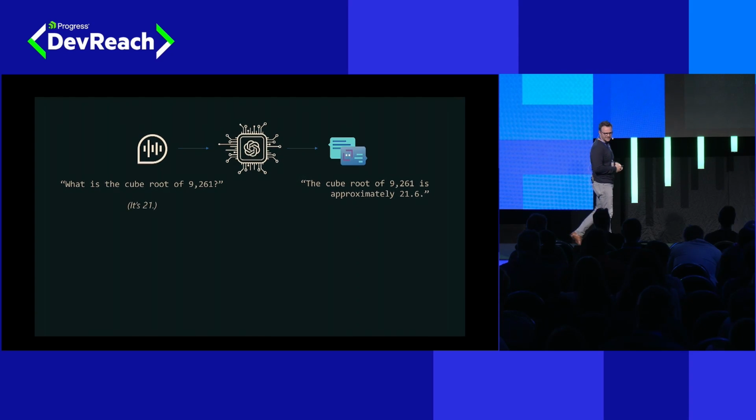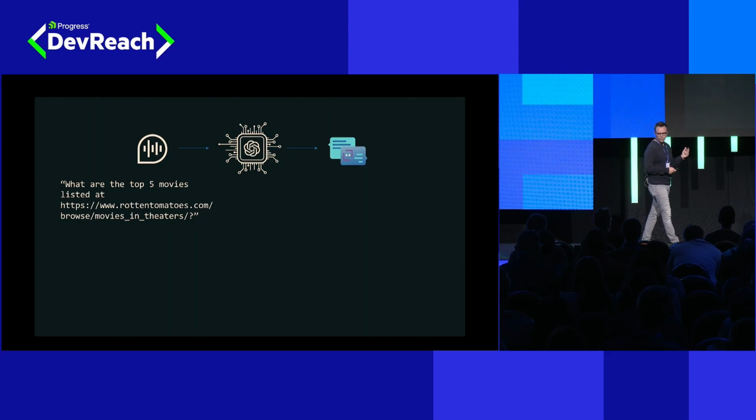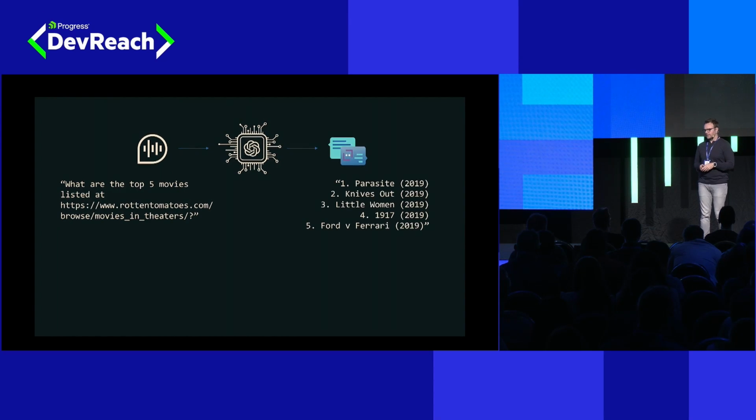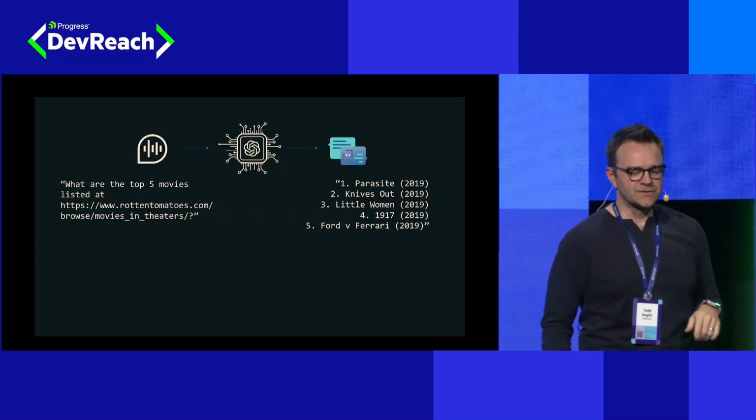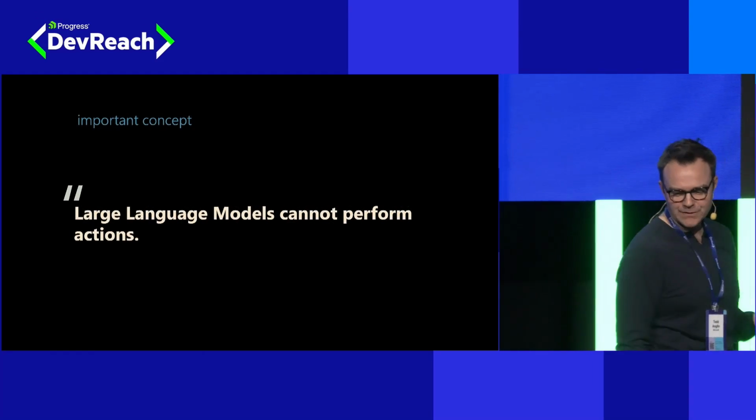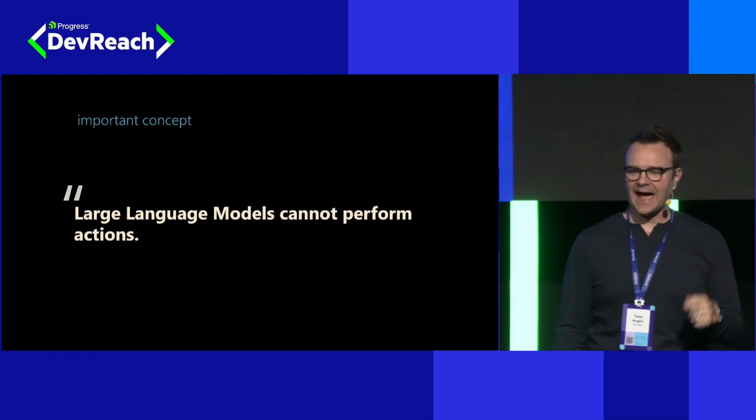Let's try again. Hey, model, what are the top 5 movies listed at this Rotten Tomatoes URL? The model says these 5 movies. Well, first of all, it's not 2019, so that's not correct. And also, I don't even know if that's correct for 2019. It's kind of hard to go back and find out, but that's certainly not the right answer to that URL right now.